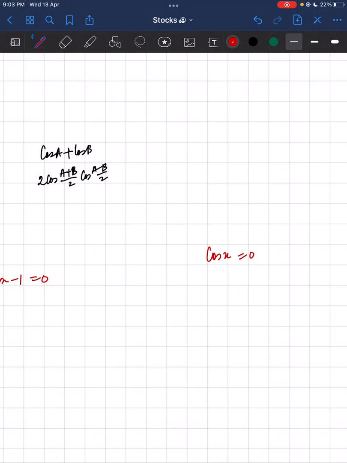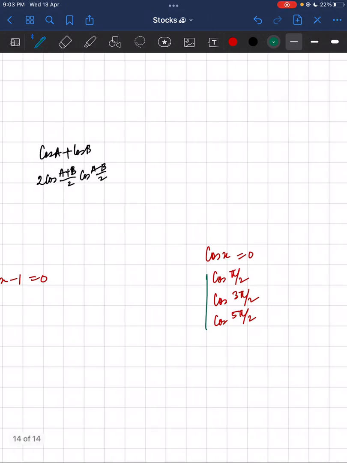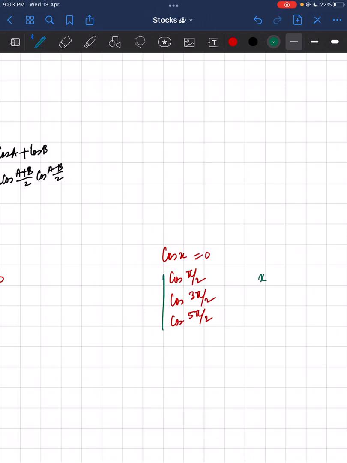Now we know that cos x is 0 at 90 degrees, at 270 degrees, at 450 degrees. So in this way, there is a pattern originating here: for every odd multiple of pi by 2, cos x becomes 0. So x will be an odd multiple of pi by 2.